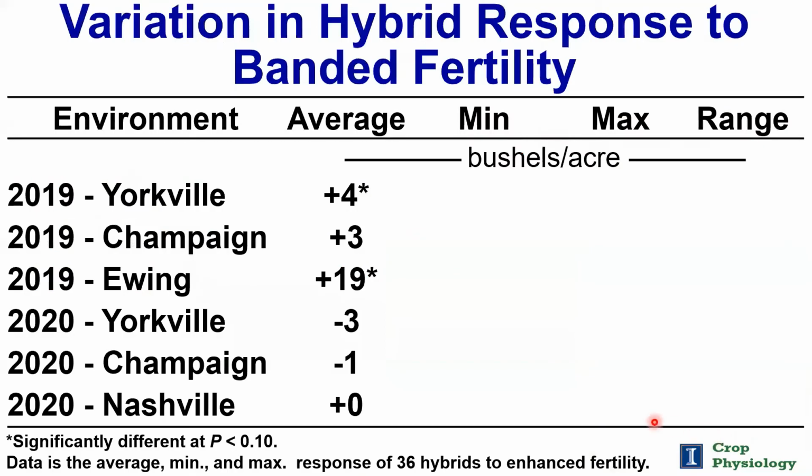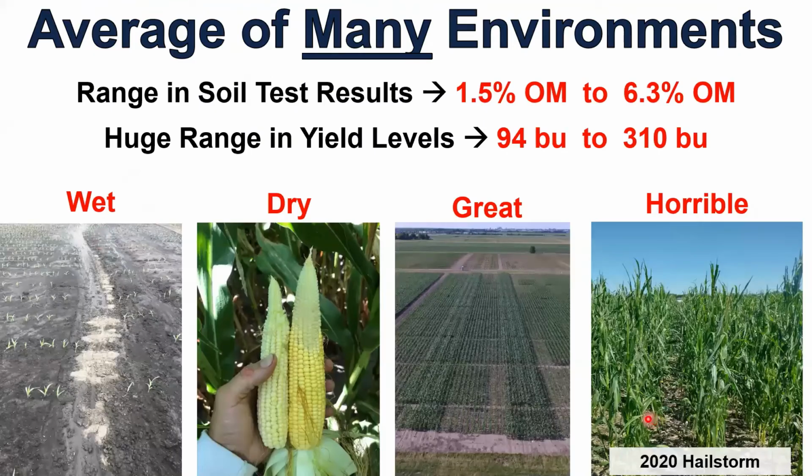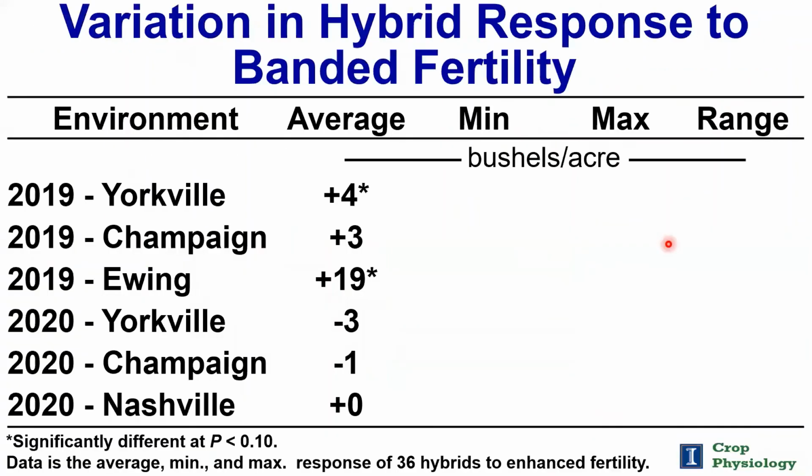Our research in Champaign, Illinois in 2020 actually got hailed out. It caught a significant amount of hail. So this data set is a lot more variable than what we saw in that omission-addition plot design. But nonetheless, it's interesting data that is going to be very useful for us.